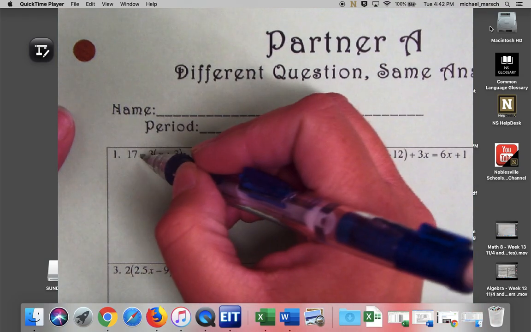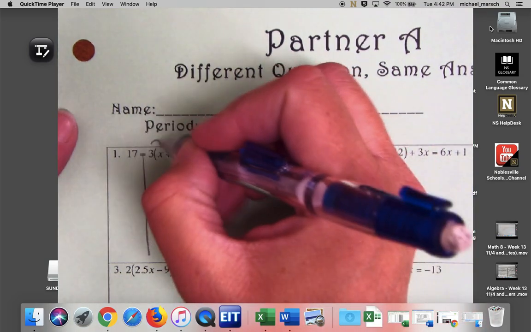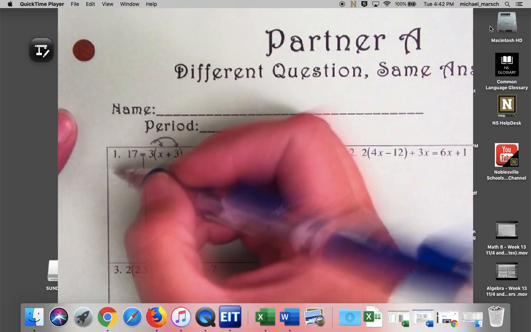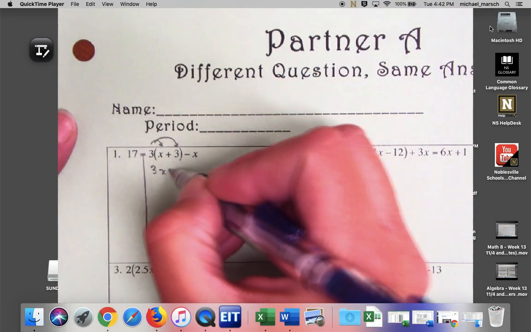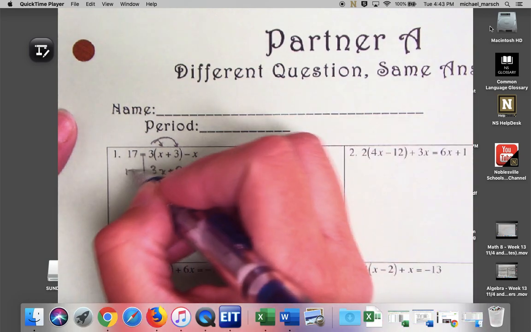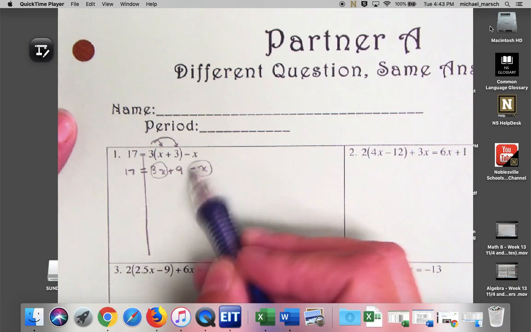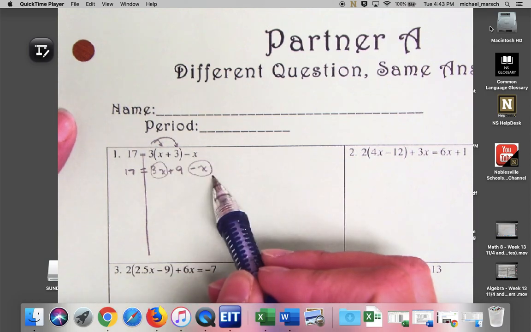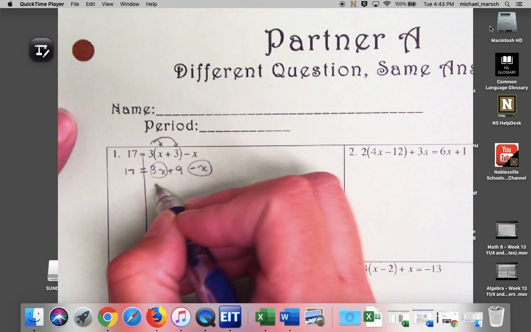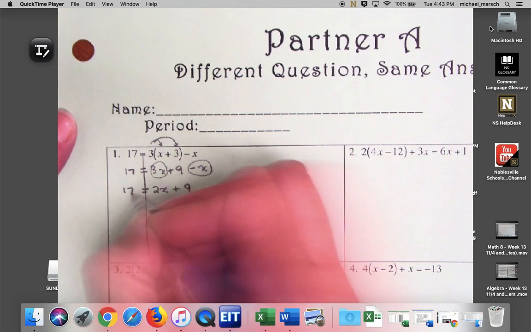Okay, so first thing, of course, I'm going to do is my wall of equality, which I know you all love. Then I'm going to distribute the 3. So I'm going to get 3x plus 9 minus x. And then, of course, I bring down the 17 equals. I have like terms on the same side, so I'm just going to combine those. I'm going to get 3x minus 1x, so now I have 2x plus 9 equals 17.